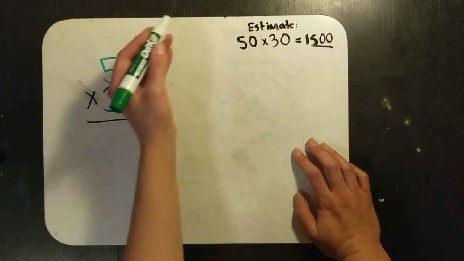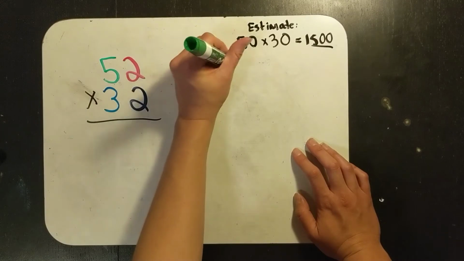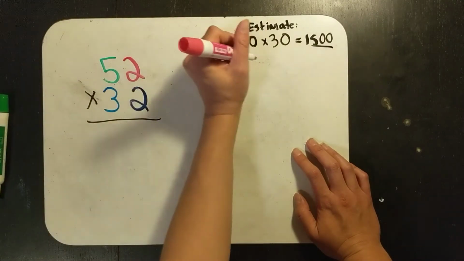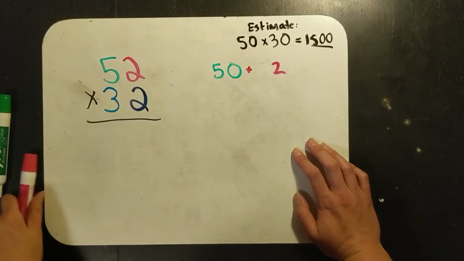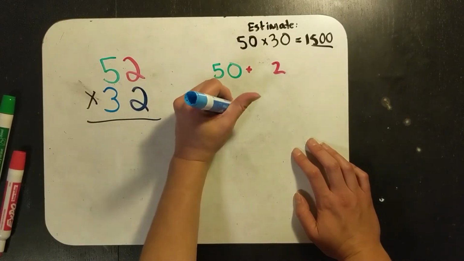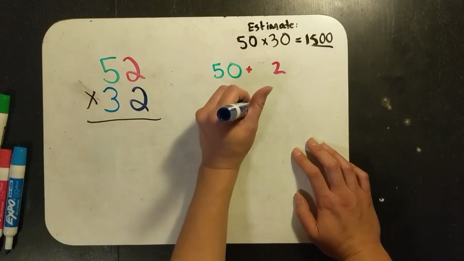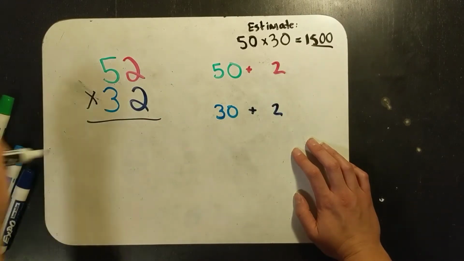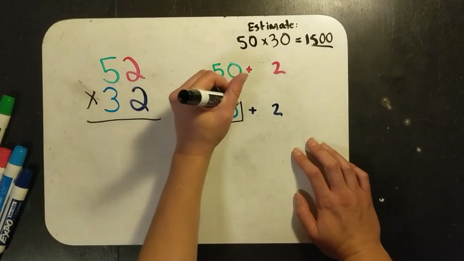You're going to take your first number and put it into expanded form. So 50 plus 2 is 52. Take your second number, give some space here, 30 plus 2. I like to draw some boxes around them just to keep them all nice and neat.